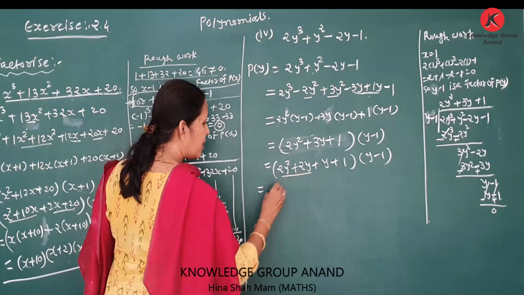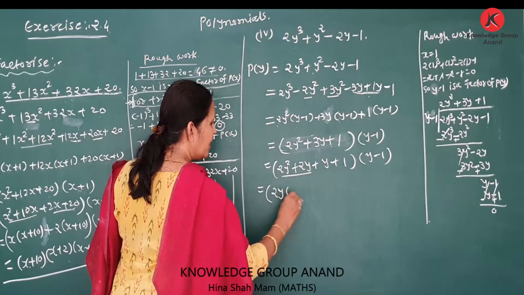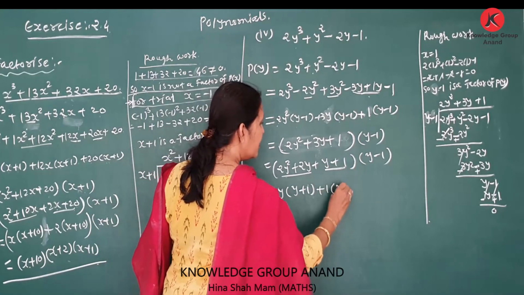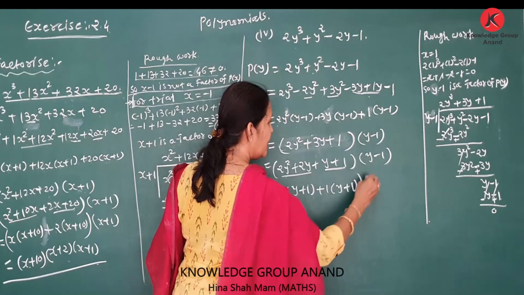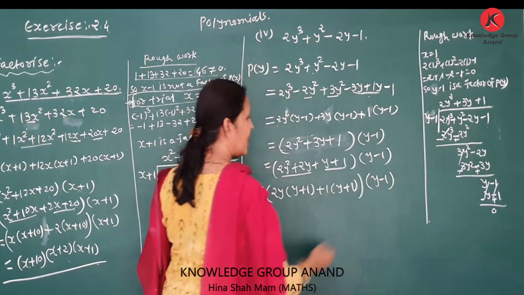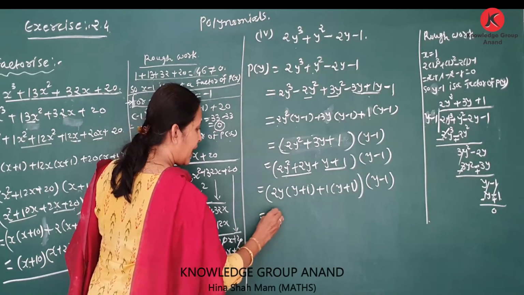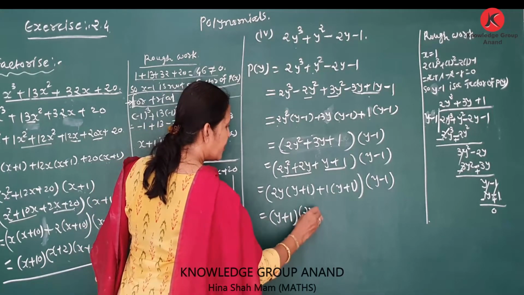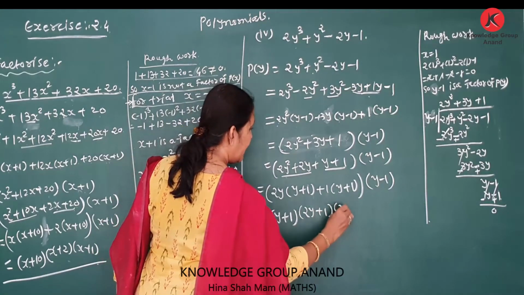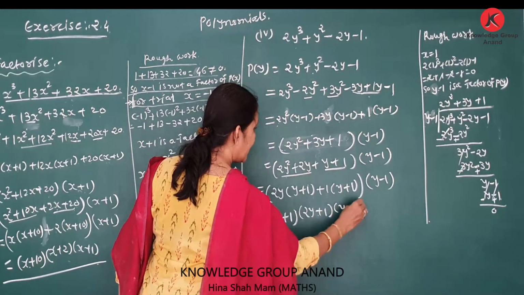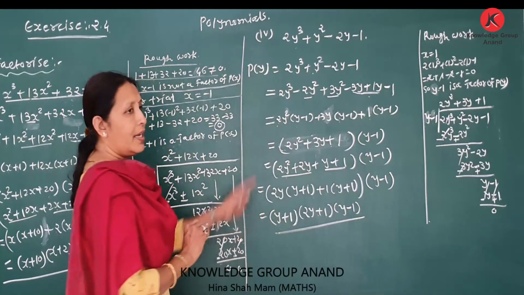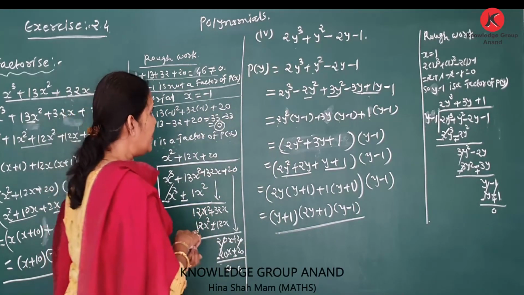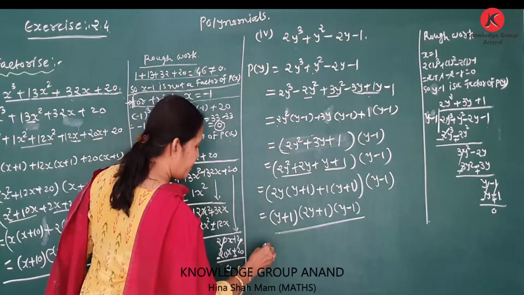Now the common factor of this expression: 2y into y plus 1, plus 1 common, y plus 1, into the bracket y minus 1. Now the common bracket is y plus 1, the remaining terms are 2y plus 1 and y minus 1. Here these are the factors of p(x). This sum is calculated so easily.